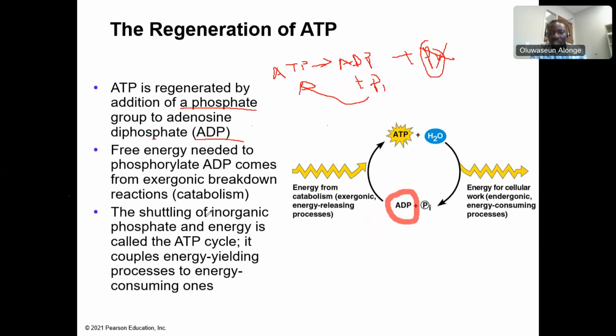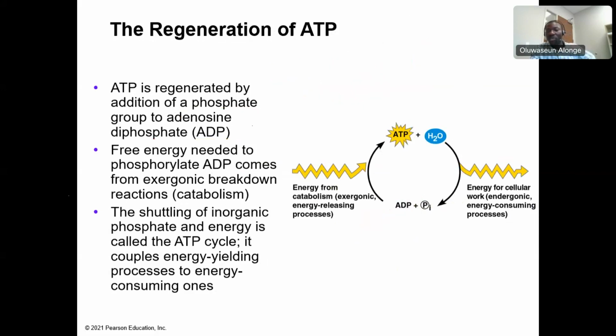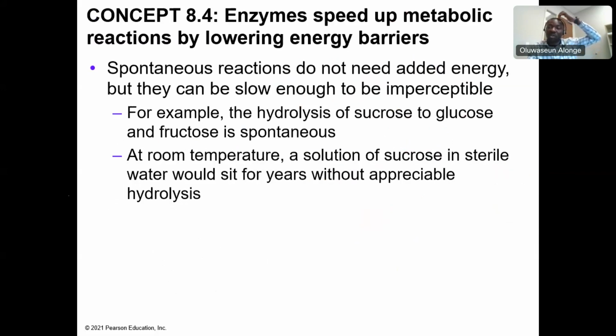Now, the shuttling of inorganic phosphate and energy is called the ATP cycle. As it moves between ADP to ATP, ADP to ATP, it is called the ATP cycle. It couples energy yielding processes to energy consuming processes. So now, how do you get the phosphates that can be added to ADP to make it ATP? Food sources, right?